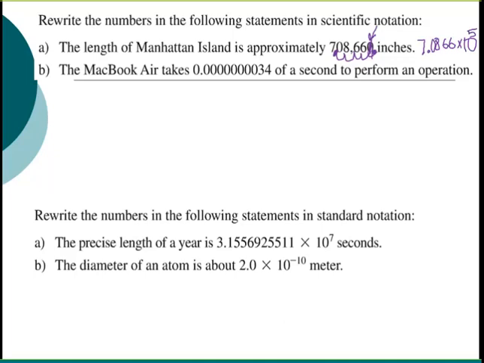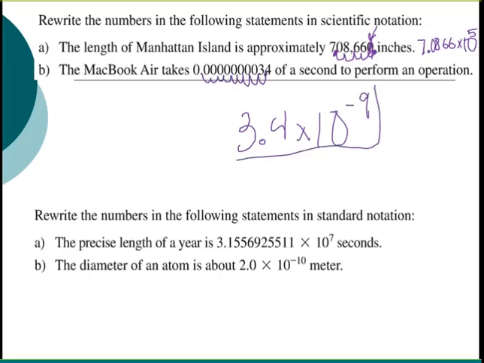So the MacBook Air, it takes a very small part of a second to perform an operation. So we want to rewrite this to be in a more manageable number. Bottom line, we want to say 3.4 times 10 to some power. So we've got to move that and make it happen. 1, 2, 3, 4, 5, 6, 7, 8, 9 places. So we say negative 9 places is what we want to do to say that in scientific notation.